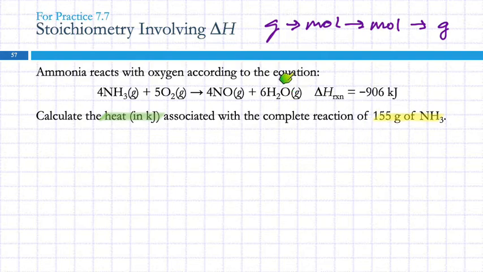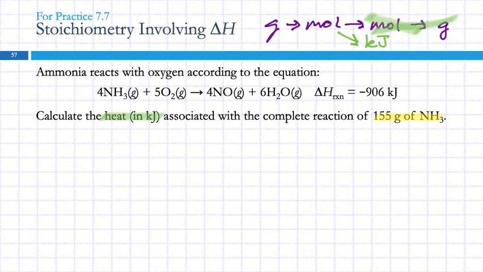So that's a mass of ammonia. We can take mass of ammonia to moles of ammonia, and this is where the thermochemical stoichiometry gets a little easier, because this amount of kilojoules is for 4 moles of this, or 5 moles of that, or 4 moles of that, or 6 moles of that. We don't have to go from moles of ammonia to moles of product and then to grams. We can skip both of those steps and go straight to kilojoules.